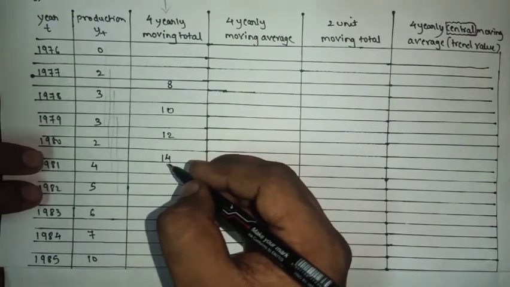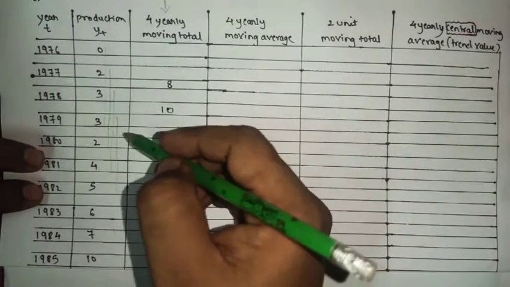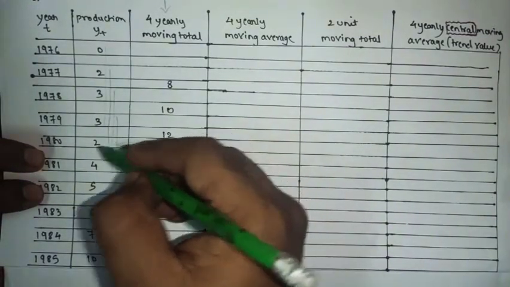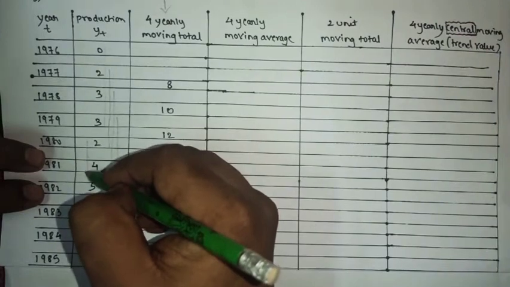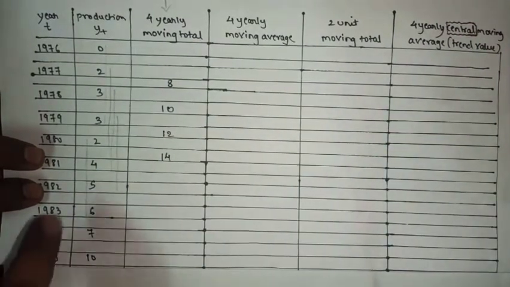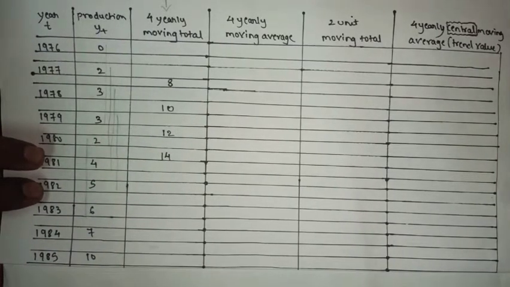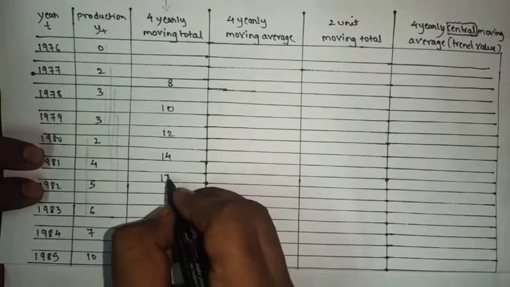So now next it will be between 81 and 82. So the next will be what? From 2: 2, 4, 5, 6. So this will be 10, 15, 16, 17. So we'll write 17 between 81 and 82.